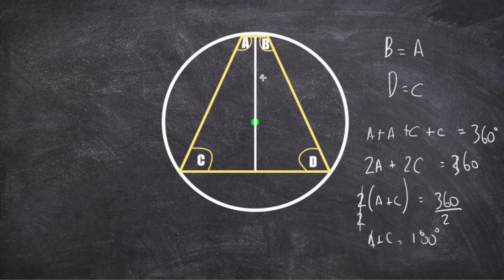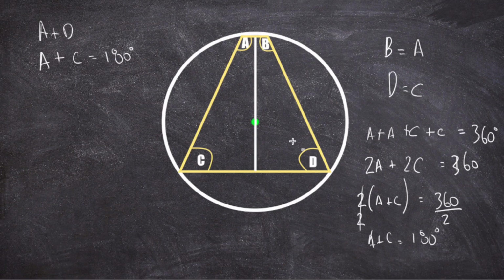But what if we want to find the sum of opposite angles to find out if the trapezoid is a cyclic quadrilateral? Well, we would do A plus D, right? Because A is opposite to D. But we can rewrite this because we've already shown that D equals C. They have the same value, the angles are the same size. So really, this is just A plus C, and we know that to be 180 degrees.